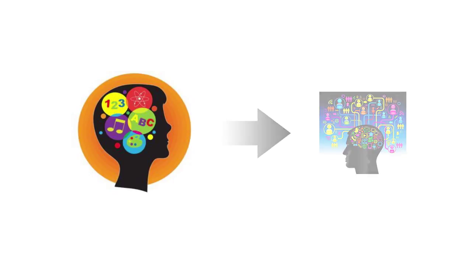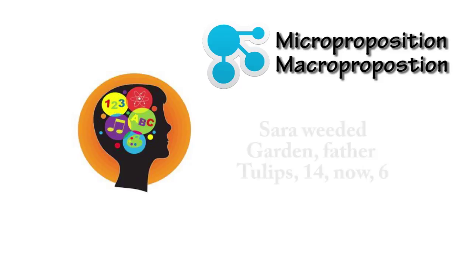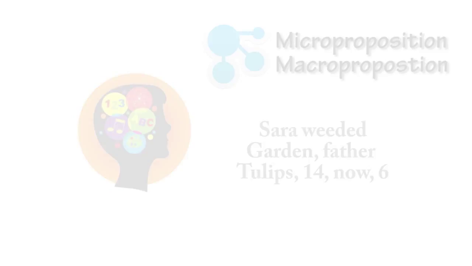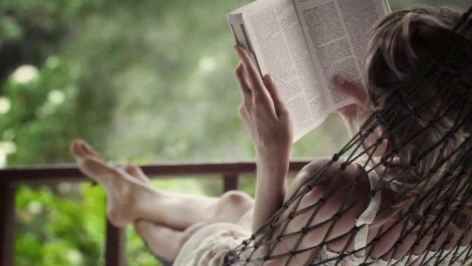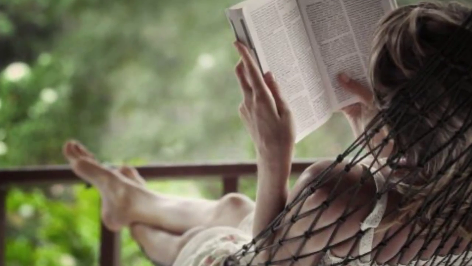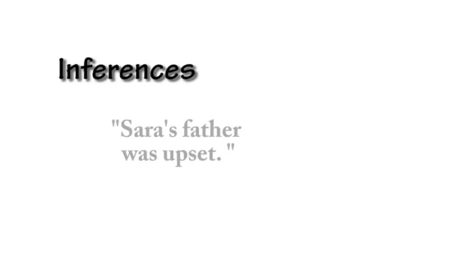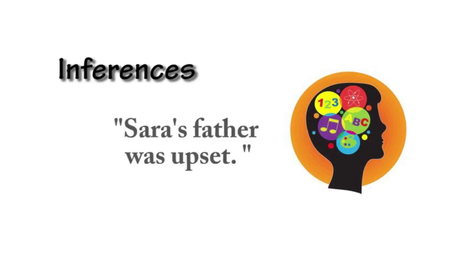A situation model is created on the basis of the previous 2 representations, the micro and macro proposition structures, such as Sarah weeded, garden father, tulips, 14, now 6. With this structure, the learner further uses their prior knowledge to construct a situation model that represents the situation in the discourse relative to their own knowledge. At this point, they make inferences, such as Sarah's father was upset. This is nowhere in the text, but it is inferred by the learner and built into their situation model.